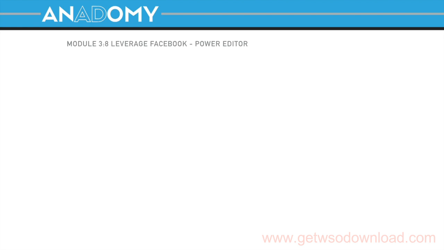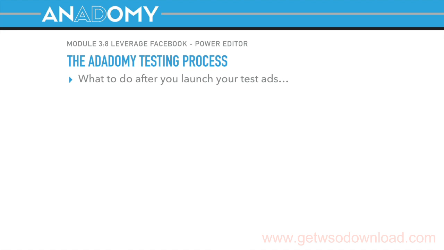Now that we have an understanding of the basic format we're going to follow, we need to understand some rules of thumb for the testing process. What are you going to do once you launch these test ads? First of all, you need to wait. You need to be patient, wait at least 24 to 36 hours before drawing any conclusions. It will take Facebook a little while to understand how to optimize your ads for your audience, and they're not going to start delivering right away.